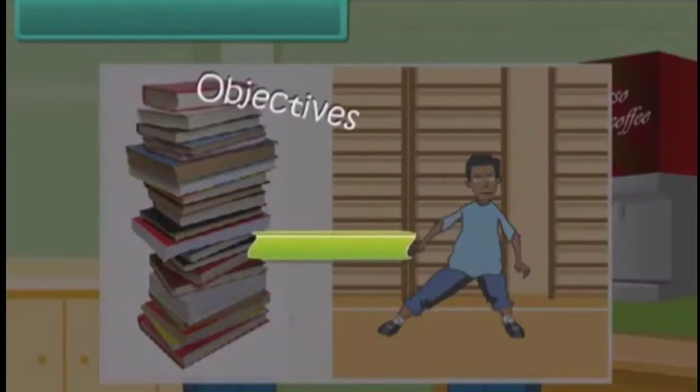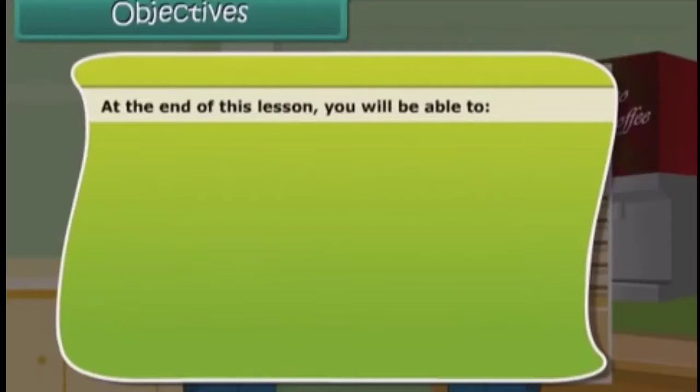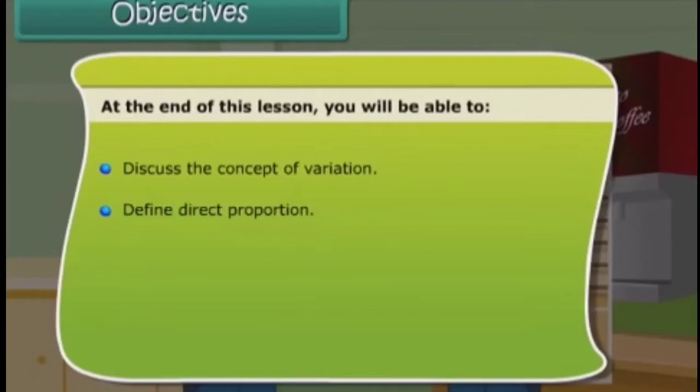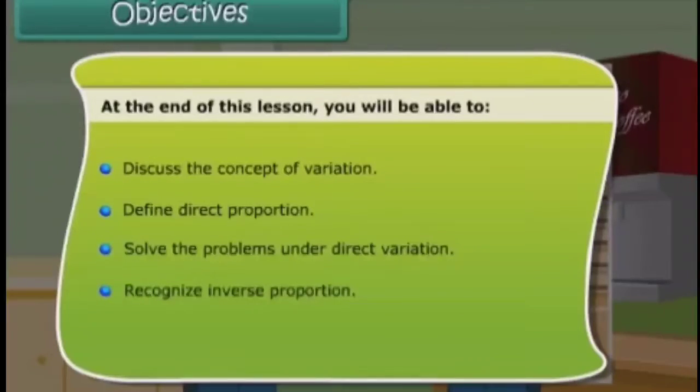Objectives. At the end of this lesson, you'll be able to discuss the concept of variation, define direct proportion, solve problems under direct variation, recognize inverse proportion, and evaluate problems under inverse proportion.